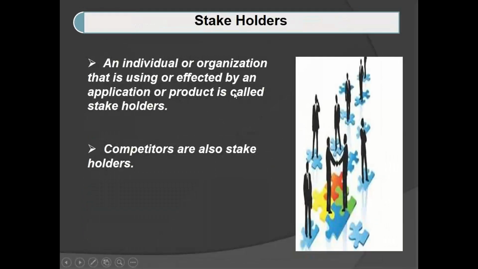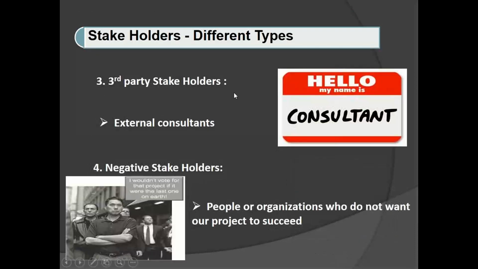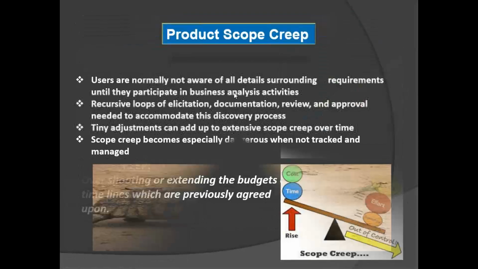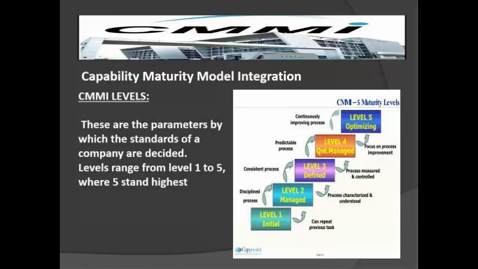Then we saw stakeholders and different types of stakeholders. Then I explained what scope creep is, and the reasons why a project goes into scope creep. And then we saw the level 5 companies. So I guess these are the topics we completed yesterday.